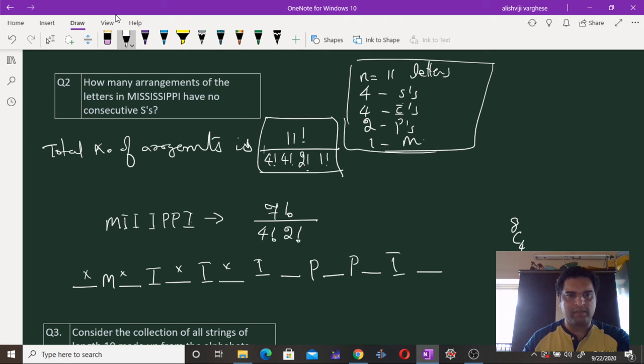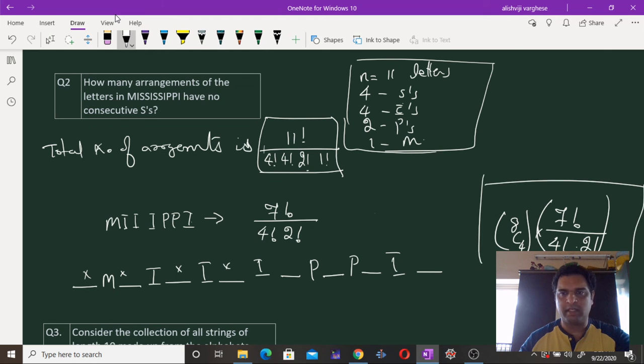So the total number of arrangements of the letters other than S is 7 factorial divided by 2 factorial into 2 factorial, and we can insert 4 S's in between in 8C4 different ways so that no S come close to one another. So the total number of arrangements is 8C4 into 7 factorial divided by 4 factorial into 2 factorial. So this is the total number of arrangements in which no S come together in the expression.